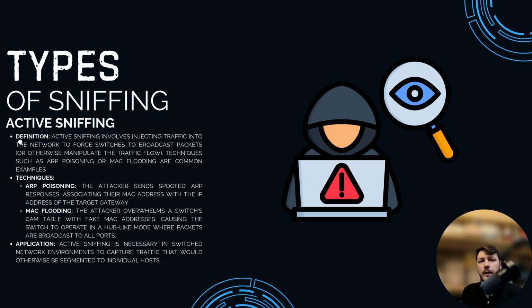If you're conducting ARP poisoning, the attacker sends spoofed ARP responses associating their MAC address with the IP address of the target gateway. Now, if you're doing a MAC flooding attack, you're going to overwhelm a switch's CAM table with fake MAC addresses, causing the switch to operate in a hub-like mode where packets are broadcast to all ports. Active sniffing is necessary if you're operating in a switched network environment to capture all the traffic that would otherwise be segmented to individual hosts.